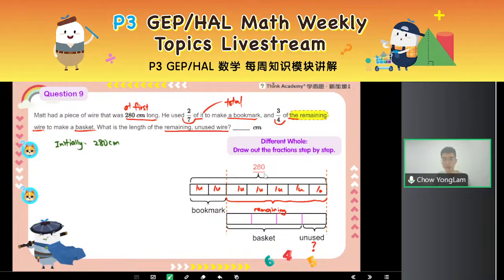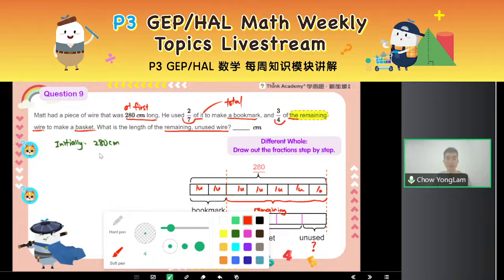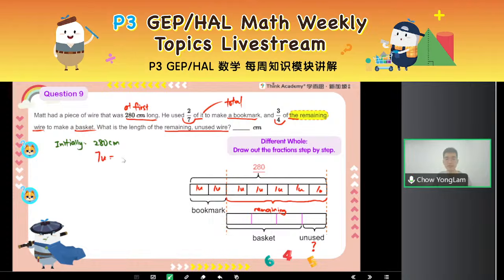So initially 280 is how many units, right? In total, there are 1, 2, 3, 4, 5, 6, 7 units. So initially 7 units equal 280. From there, you find out 1 unit is equal to 280 divided by 7, which is 40.